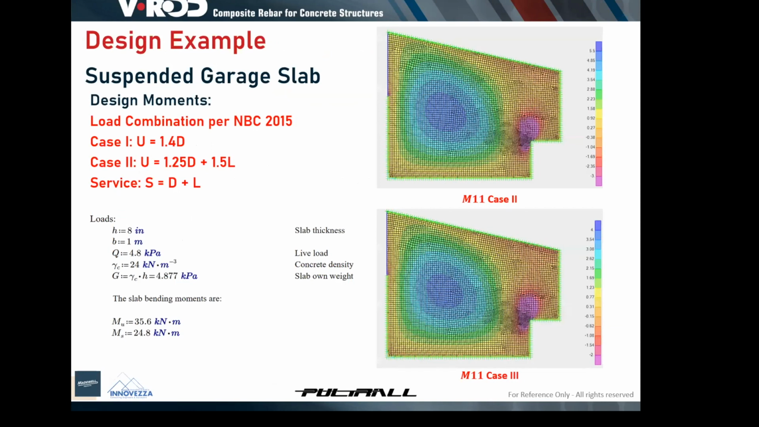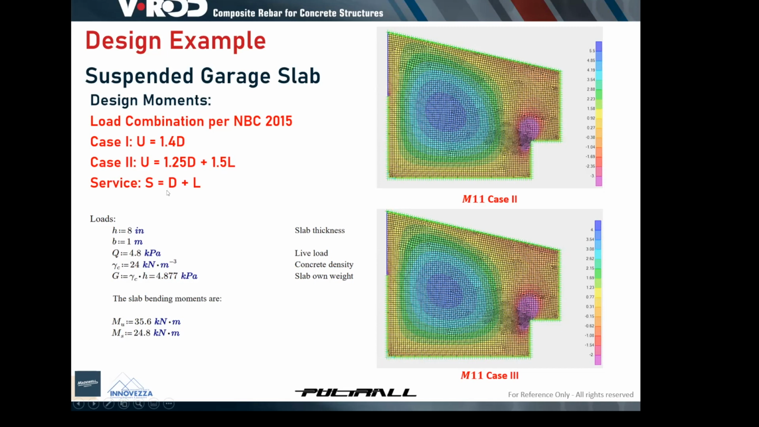So the first step is to calculate the design moments. First, to calculate the loads, we took the loads from the National Building Code of Canada, the NBC, the latest edition 2015. Then the load combinations, again based on the NBC: 1.4 dead load, this is the ultimate, or the other one is 1.25 dead load plus 1.5 live loads. And for the service, we assume that the service load is equal to the dead load plus the live load.